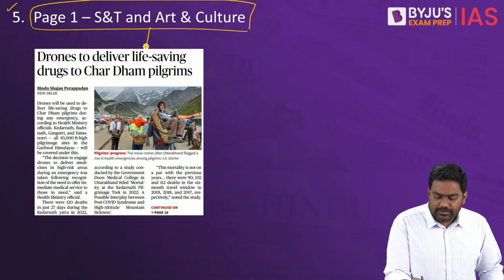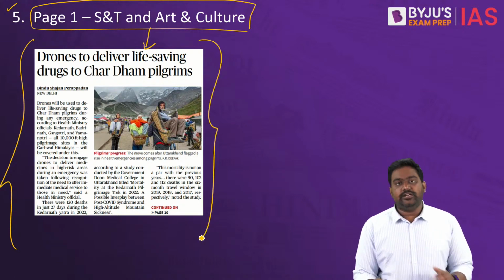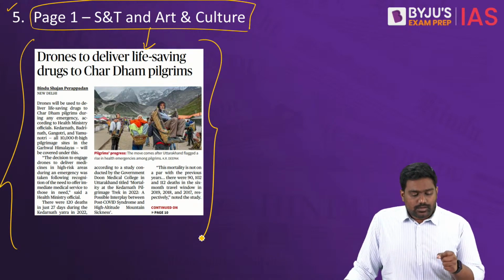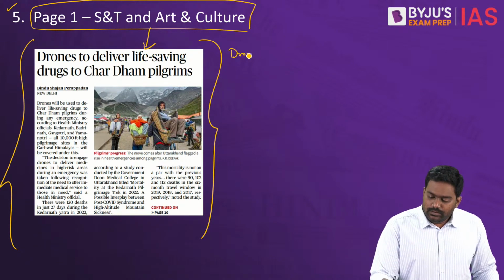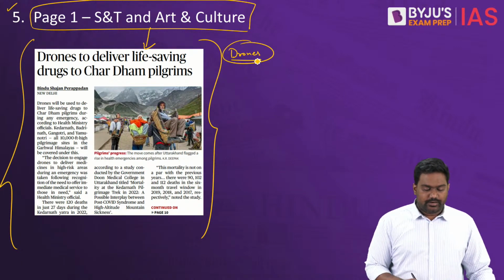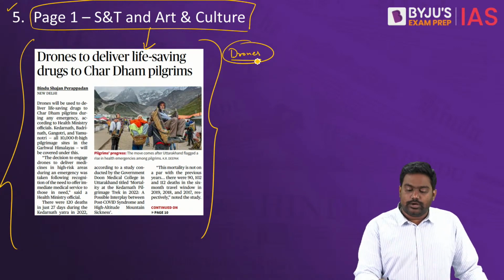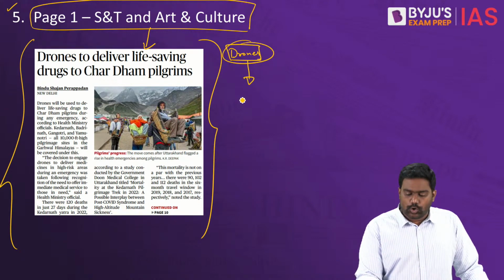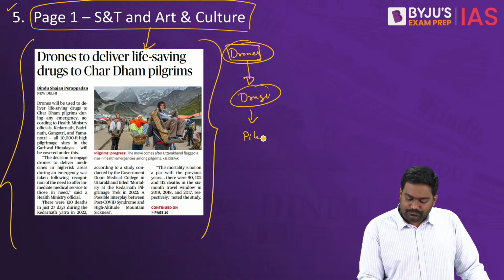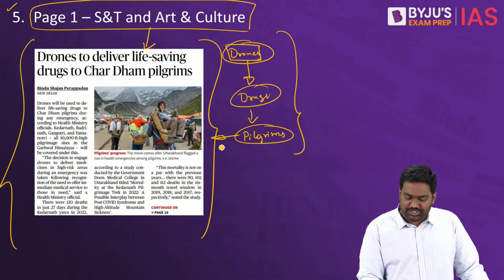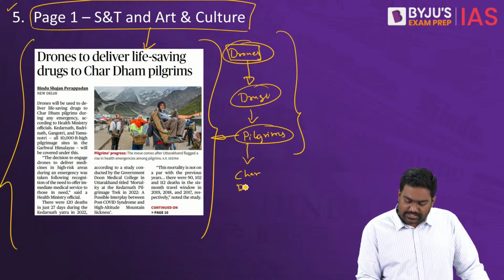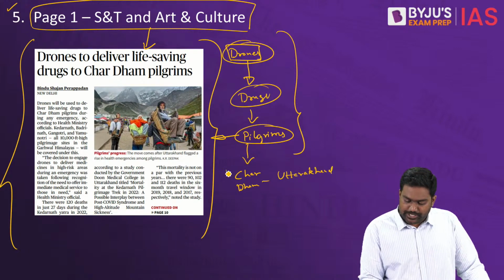Next, we have one more article on page number 5 related to art and culture, to an extent tied with science and technology as well. According to the article, the state government of Uttarakhand, along with the Union Health Ministry and other authorities, is planning to use drones to provide life-saving drugs to pilgrims who might face any emergency conditions during the Char Dham Yatra in Uttarakhand. So that is the topic which is in news here.